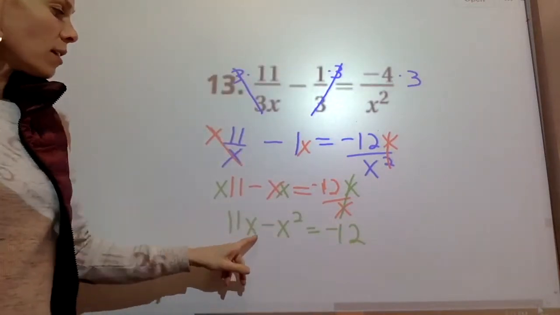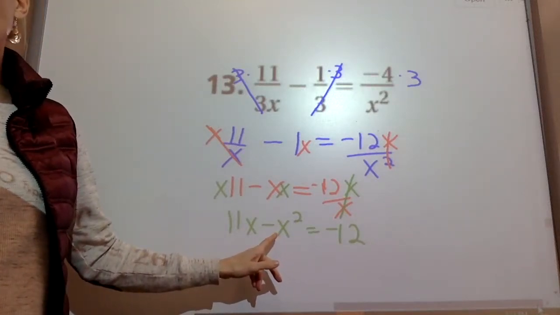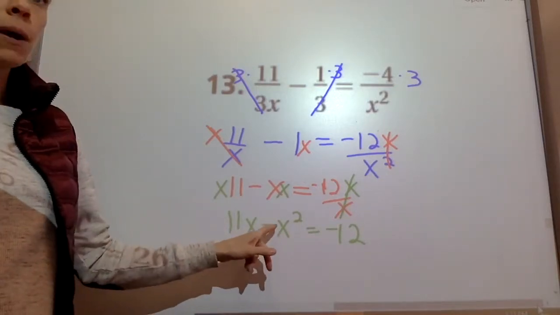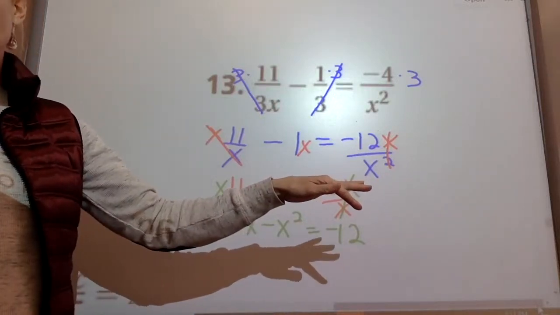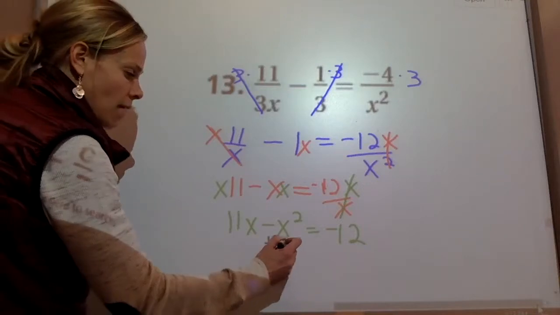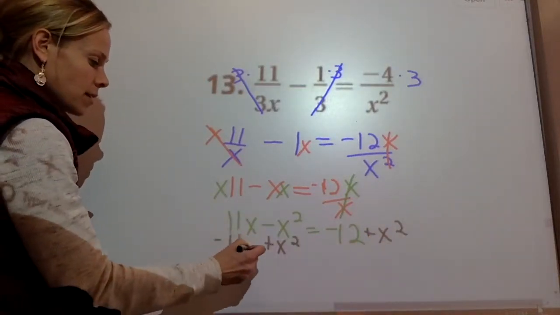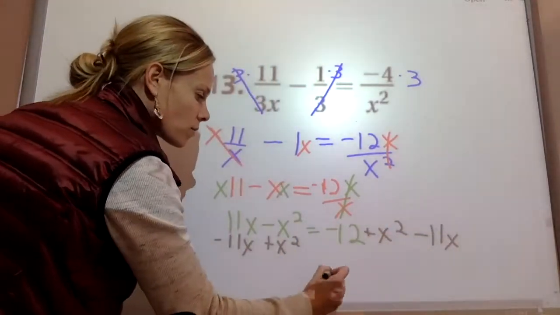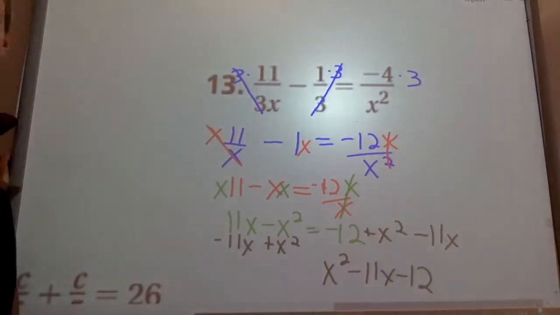But what you should see here is this x squared, and this is a quadratic. Okay, so when I get quadratics, the key is I want to make x squared a positive 1, and I need all my terms on one side set equal to 0. So I'm going to need to add this x squared over to this side, minus the 11x over to this side, then put this into standard form, and then factor to solve.